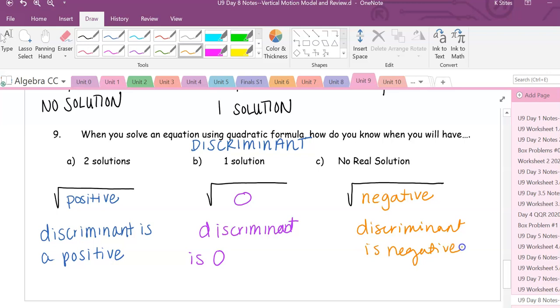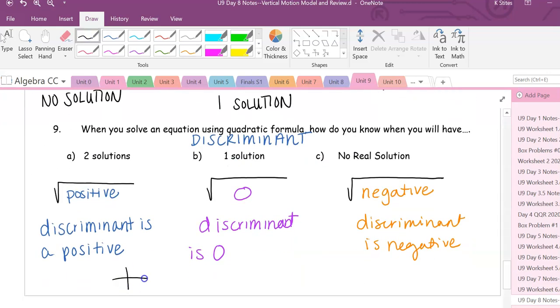All right, and again, up here you can see the way that the graph would look. So 2 solutions means we hit twice. 1 solution means we hit once. No solution means we don't hit that x-axis at all. And you can figure that out just by looking at what the discriminant is.